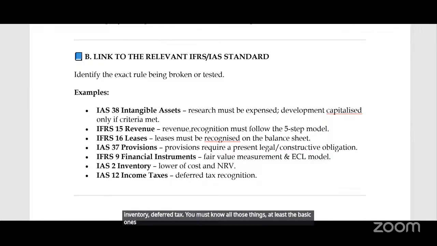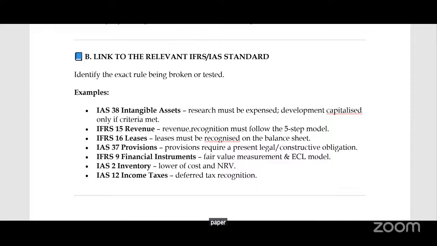At your level, that's why the papers are labeled paper 1.1, paper 2.1, or 2.2, 2.3. They are labeled. So corporate reporting comes before advanced audit. That's what people forget.